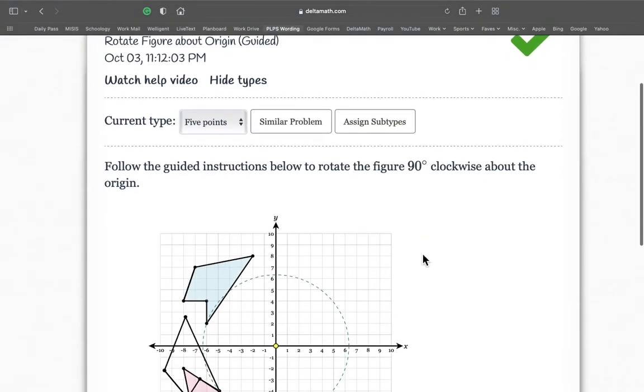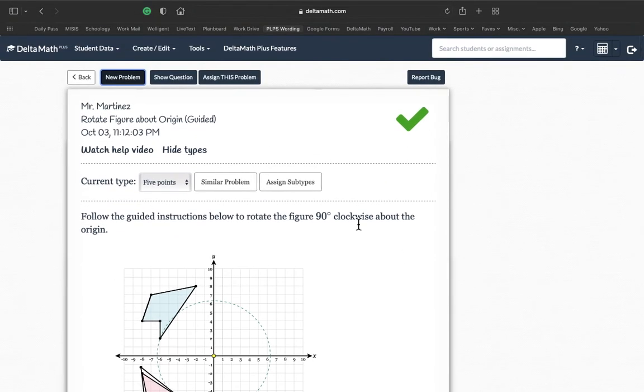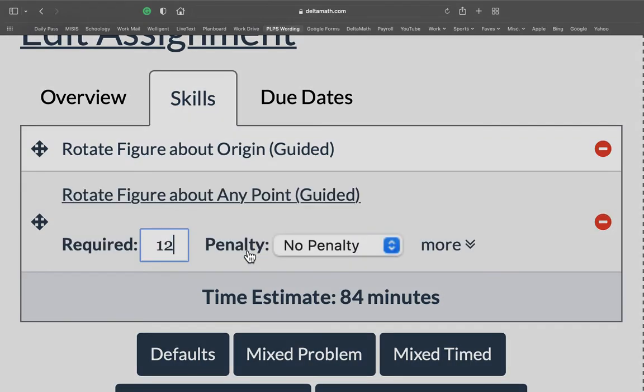There you go. Look at that. Perfect, perfect, perfect. All right. That's going to be part 1 of your assignment. Let's try part 2 here. It says rotate figure about any point. Okay. Let's see how that works.